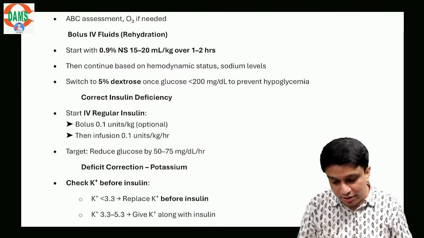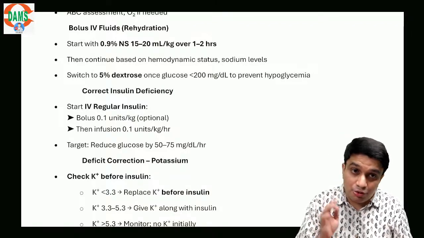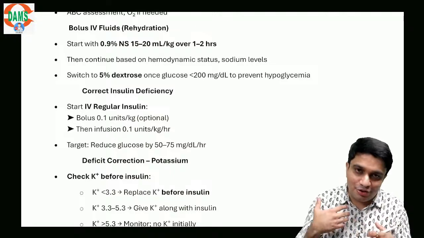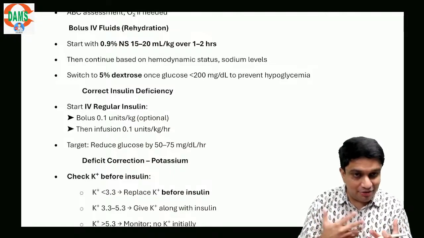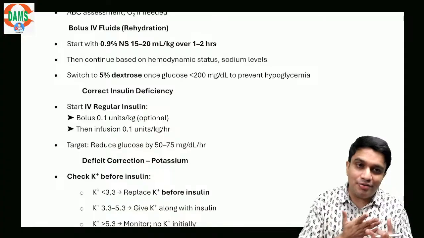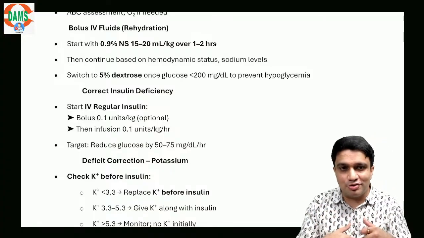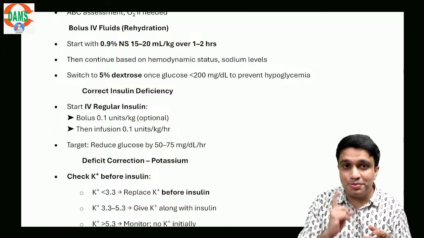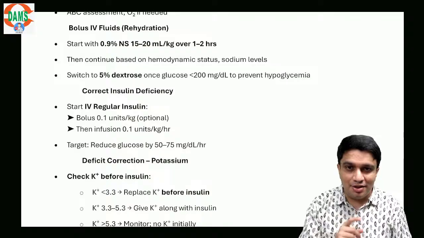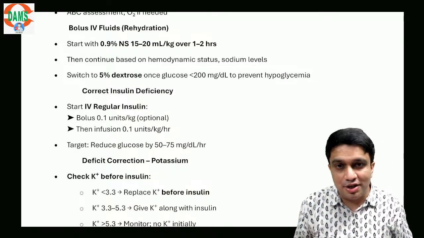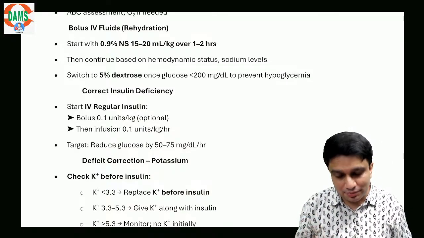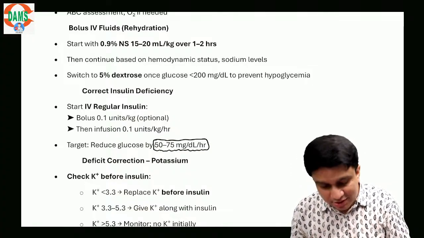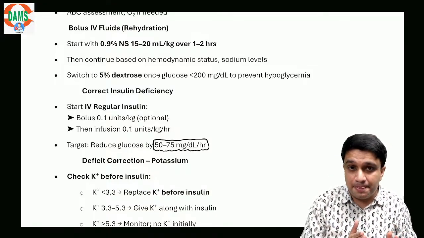Now most important, give insulin. Giving bolus insulin is optional. Someone asked me, sir, where is it in Harrison? So I again say this is optional. Why? If the patient has a normal potassium and you give bolus insulin, the potassium will fall. So it is optional. Then continue infusion of insulin at 0.1 unit per kg per hour. And don't forget, don't reduce the glucose beyond this level. Only 50 to 75 per hour.